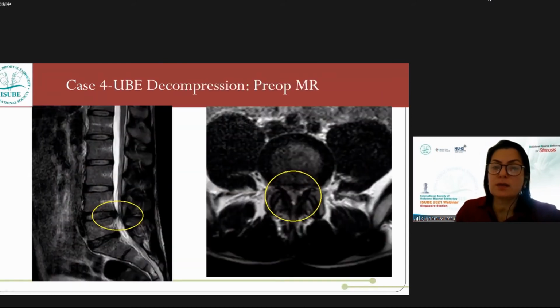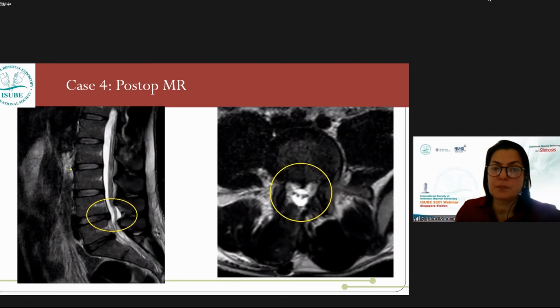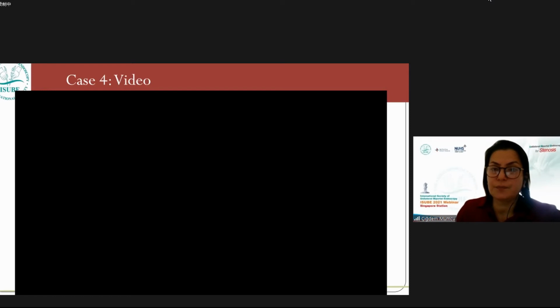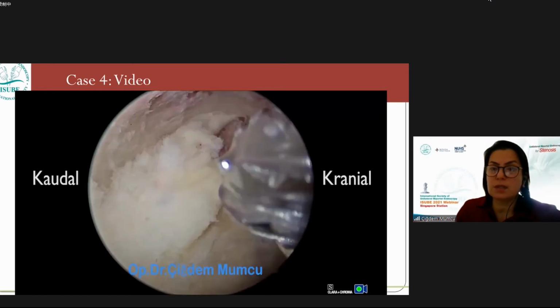Fourth case, 29-year-old man presented with severe pain in both legs with claudication. Preoperative MRI images show the severe spinal stenosis with herniated lumbar disc at L4-5 level. After UBE surgery, central canal is fully decompressed. Post-operative MRI was taken 1 day after the operation, showing the sufficient decompression of spinal canal and adequate resection of lumbar herniated disc. Here, this is the UBE stenosis surgery.